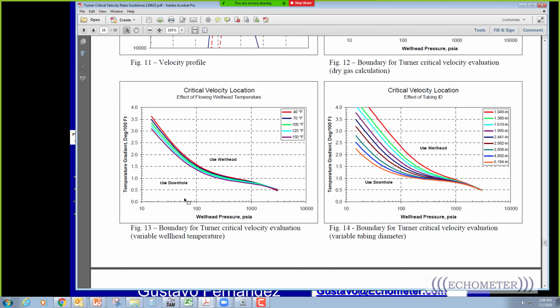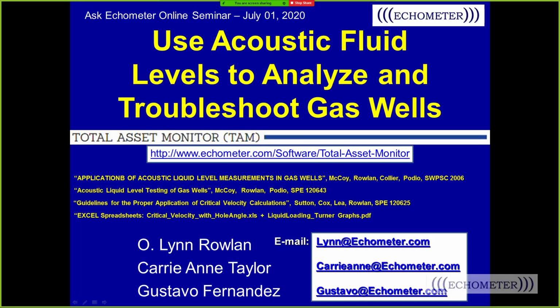And then we'll have a spreadsheet that you can download that has the critical rate calculations for Turner, and also a PDF that shows a plot of critical rate versus tubing size versus gas rate, at the pressure and surface flow rate of the well. Anyway, this is a good paper to reference if you're interested. I want to thank Carrie Ann and Gustavo for helping on this presentation.